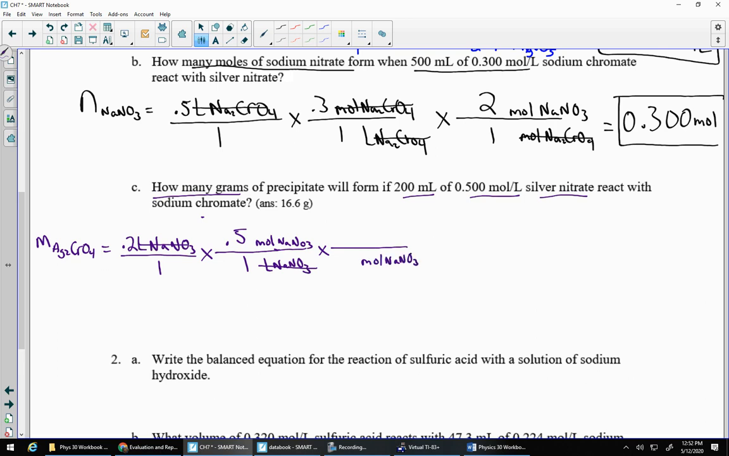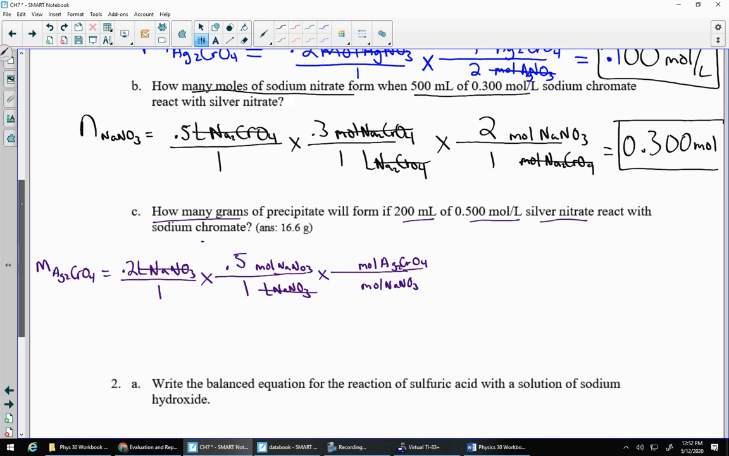It was on the top. Now I'm putting it on the bottom. I want to end up with moles of my silver chromate, so this one goes on the top: Ag2CrO4, sorry, 0.04. Then I just have to go back up and look at my mole ratio.